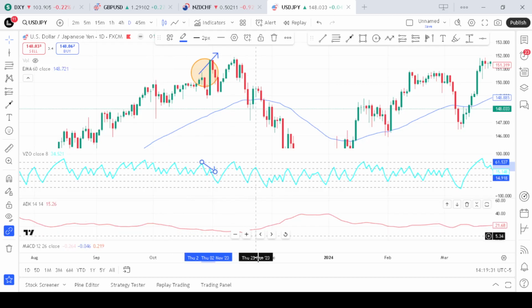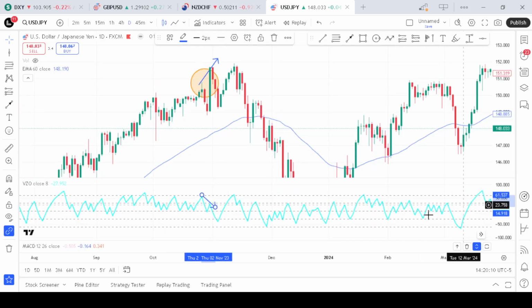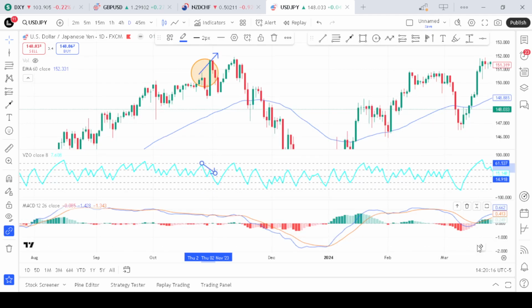Now we can combine it with other indicators to increase the accuracy and reduce false signals. You should combine the VZO with other indicators like support and resistance levels, candlestick patterns, or tools like the RSI or the MACD. These are the indicators you can combine this strategy with. It helps to confirm signals before entering trades.